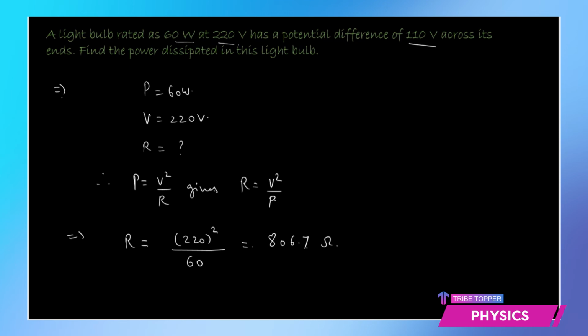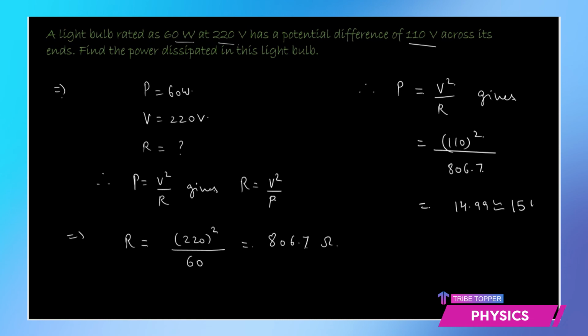That is fixed. So if now the same bulb is operating at 110 volt and its resistance is 806.7 ohms, then what will be the power dissipated in this bulb? So we'll say the power dissipated now would be again using V square by R, but this time we know V square and R, which gives us 110 square by the resistance 806.7. So we get the power as 14.99, which you can write approximately as 15 watt, rounded figure.